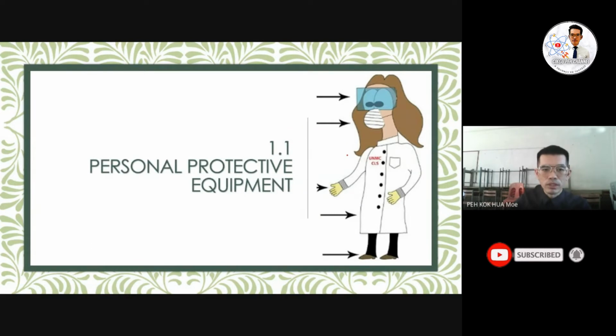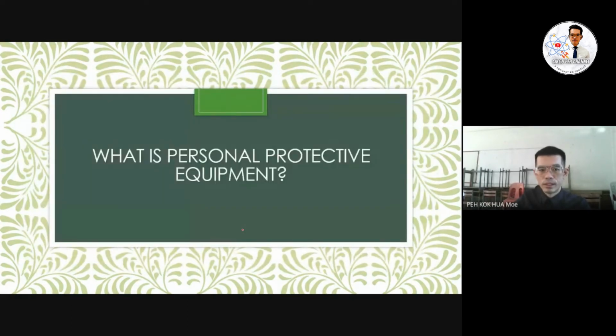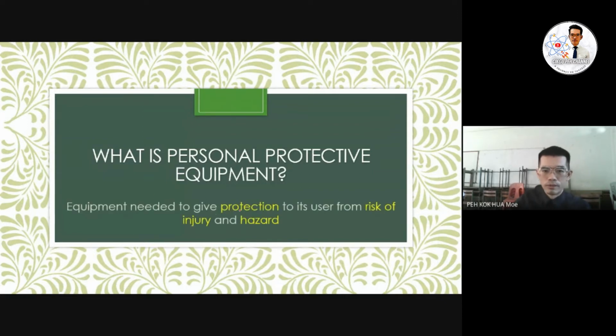Our first subtopic is related to personal protective equipment. So let us start. What is personal protective equipment? Here you can see the sentence: the equipment is needed to give protection to its user from risk of injury and hazard. That means personal protective equipment is equipment that is able to protect you from getting injuries or hazard. Hazard means dangerous.